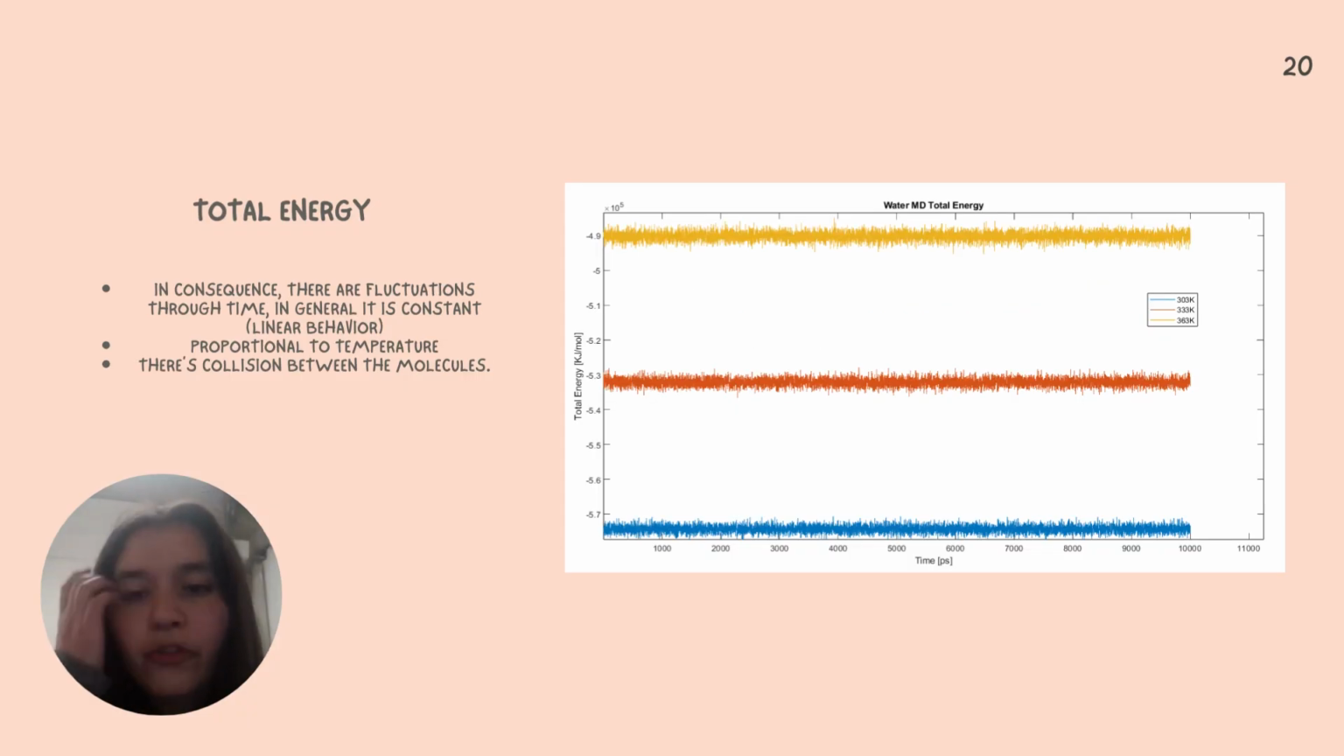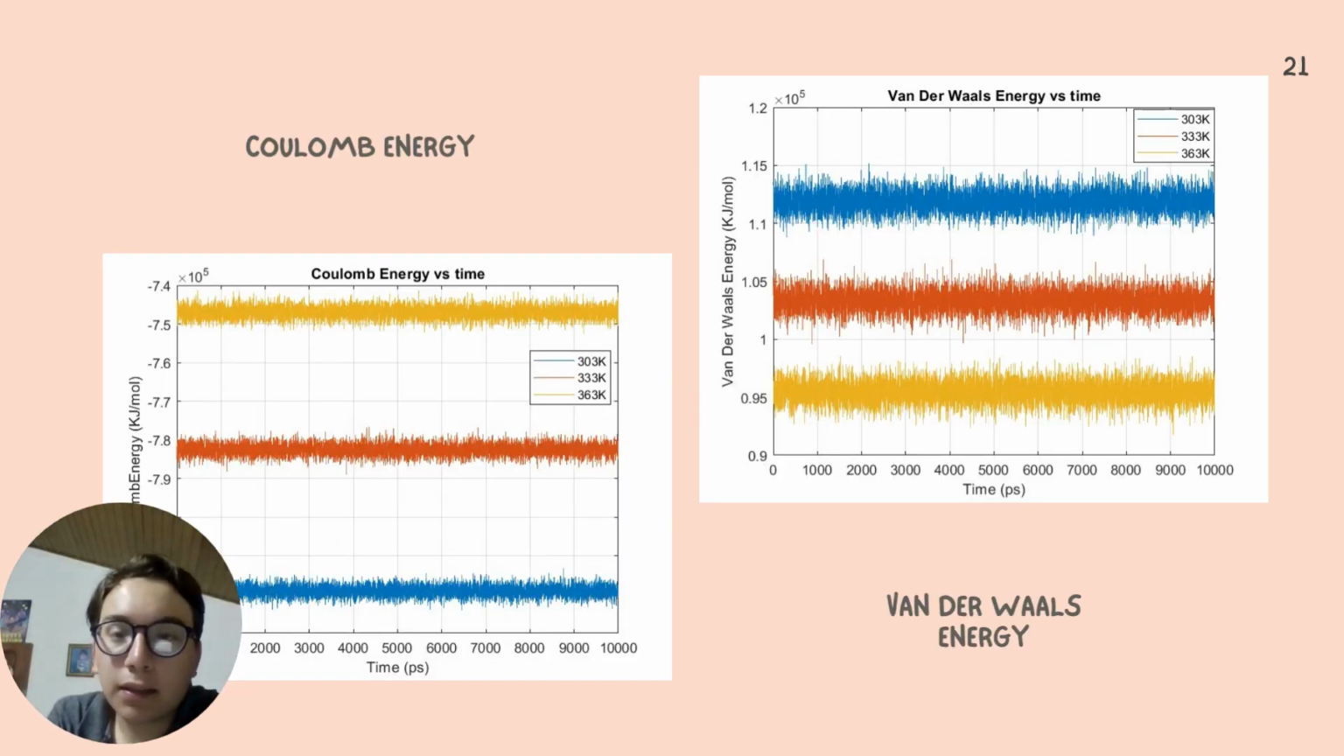And now we have the plot for total energy, which is a consequence of the behavior that we watched in the first two plots for kinetic and potential energy. It shows a linear behavior, so it is constant through time, and it is also proportional to temperature. We can see that the highest value is for the highest temperature, which in this case is 363 Kelvin. Now let's talk about the Coulomb energy and the van der Waals energy.